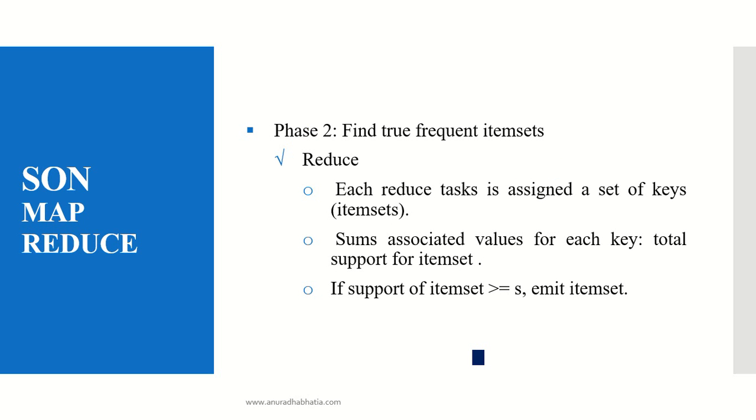And in phase 2, what do I do? Each reduce task is assigned a set of keys. It sums the associated values for each key, giving the total support for each item set. And if the support of the item set is greater than or equal to S, it is emitted, or it is just passed on to the next step. It is not omitted, it is emitted to the next step.